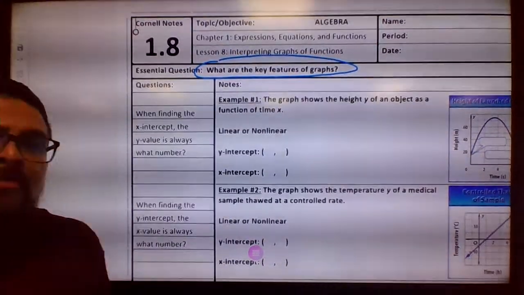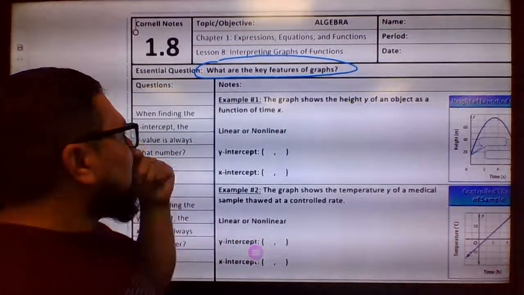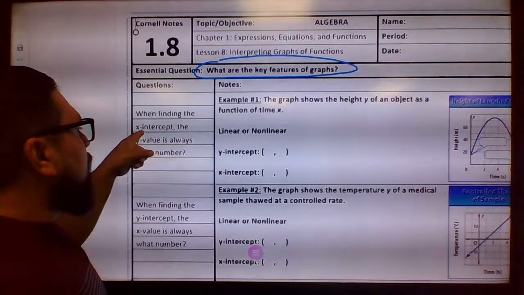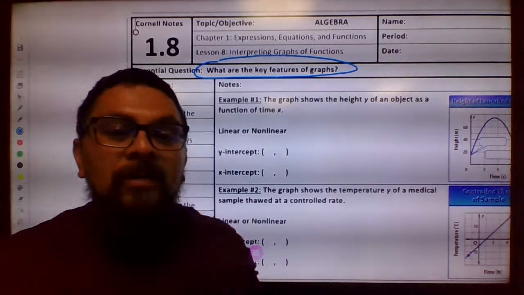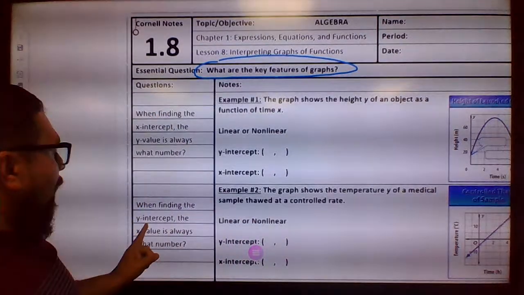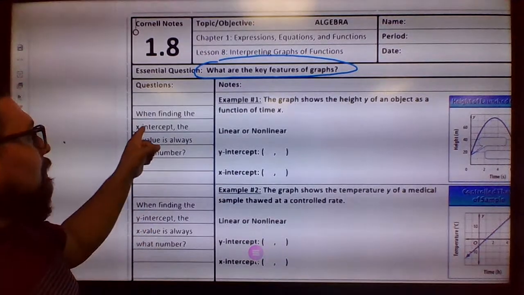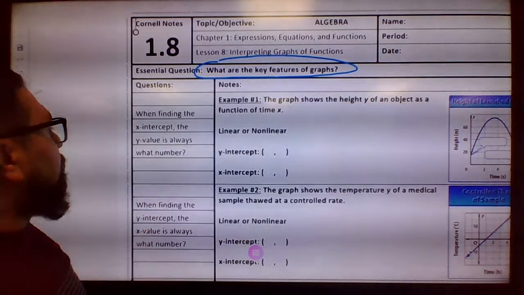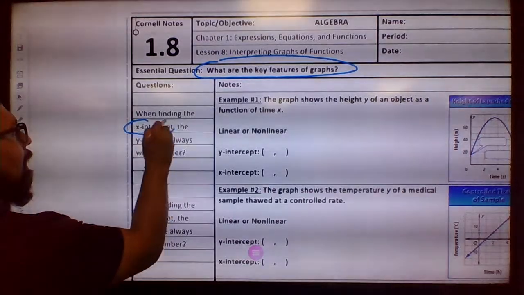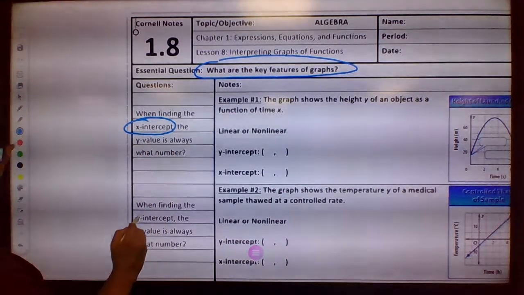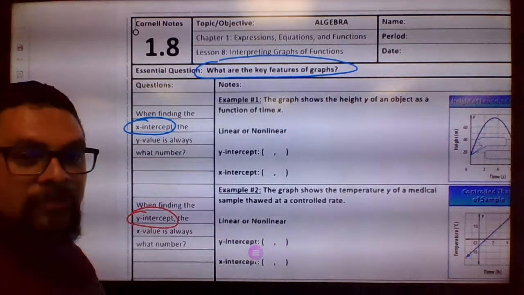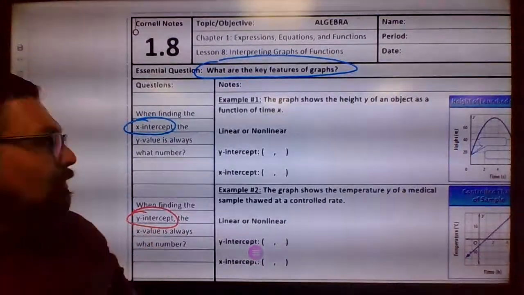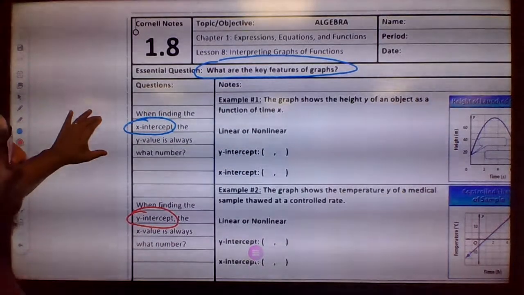All right, the first feature we're going to look at is the X-intercept. The second feature we're going to look at is the Y-intercept. X-intercept, Y-intercept, okay? Now, let's look at example number 1.